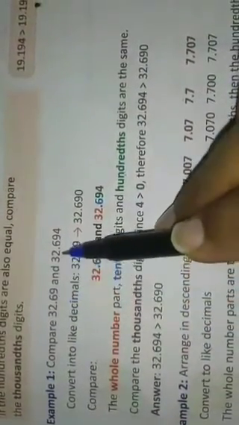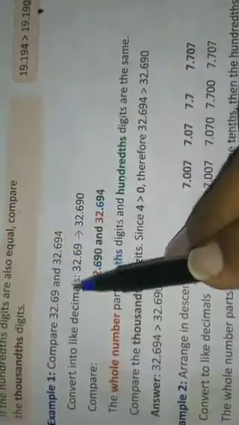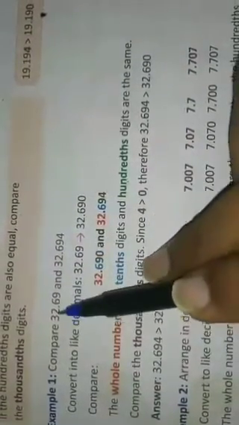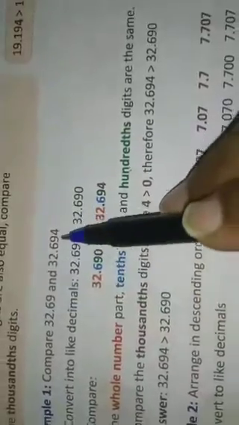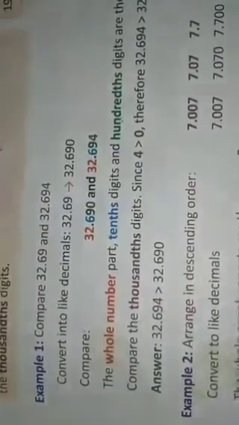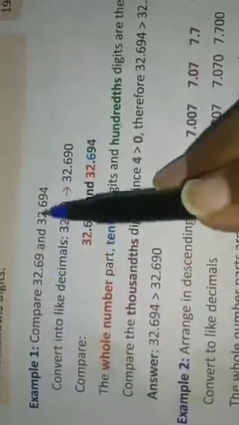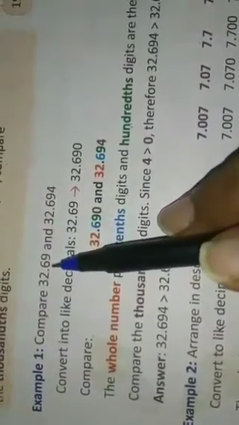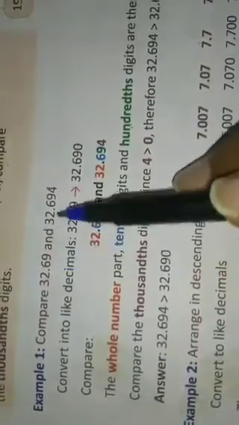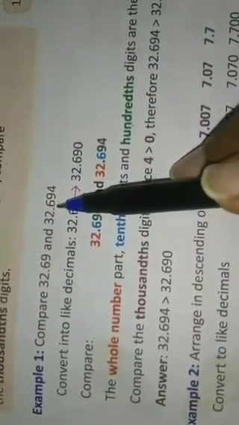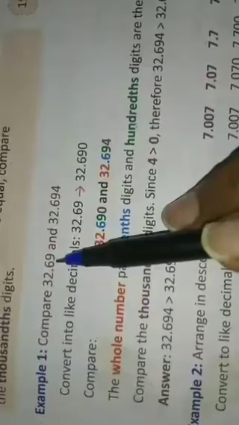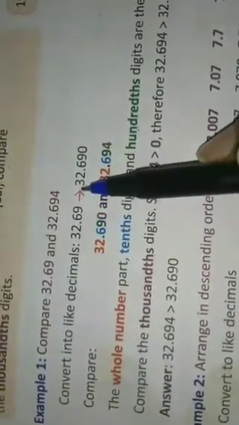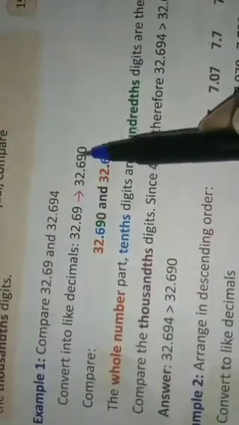Example 1: compare 32.69 and 32.694. You have to compare these two numbers, 32.69 and 32.694. So look here, first you will convert both the numbers into like decimals. Okay, so here you can see after the decimal only one digit is here, and here after the decimal there are 3 digits. So first you will convert it into 3 decimal places. So converting into like decimals, 32.69 becomes 32.690.